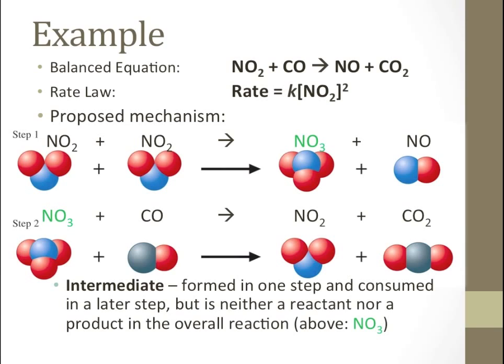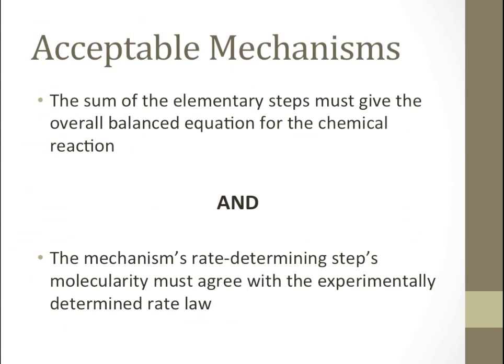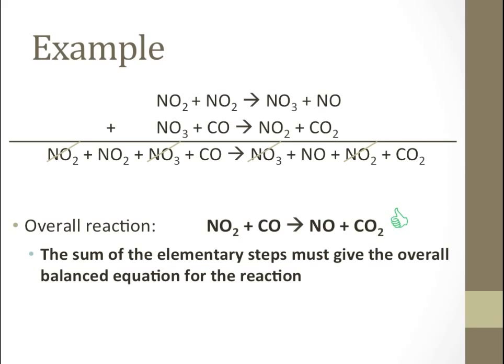Do you remember the two criteria for assessing the validity of a mechanism? If you forgot, here they are again. Let's look at the first one first. The steps must add up to the overall reaction. In our example, if we add up the reactants on the left and the products on the right, canceling out any species that appear on both sides, we get the sum of the two steps. The sum of the two steps does match the overall balanced equation in our example. So that's good, but remember that isn't the only criteria for an acceptable mechanism.